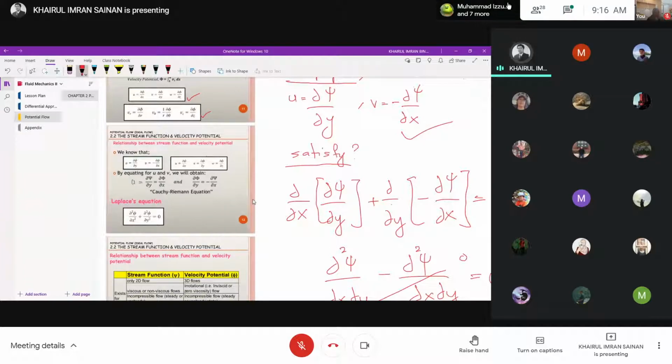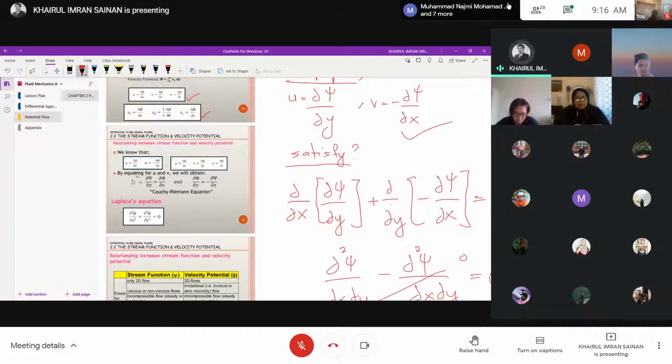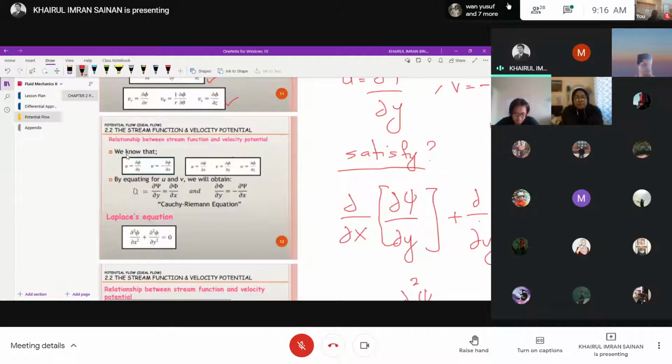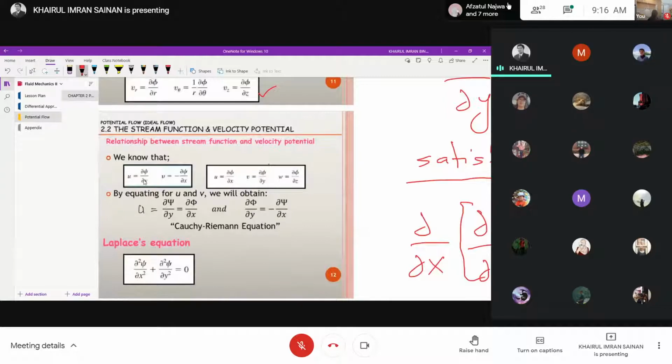So next, what we do is we can apply a relationship. What happens when we relate stream function and velocity potential? The first one is when you relate, because both have u, right? u equals del psi over del y, u equals del phi over del x. And v equals del phi over del y equals negative del psi over del x. When you do this, there is a name for this. We call this the Cauchy-Riemann equation.